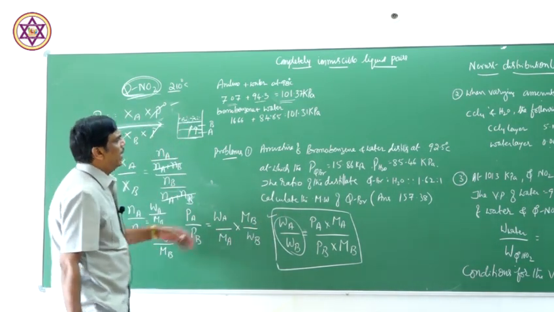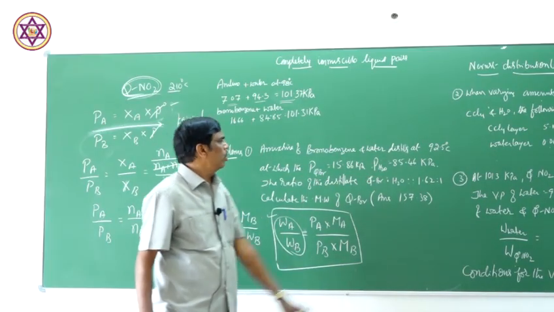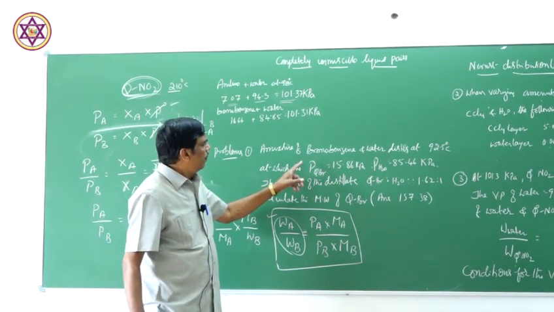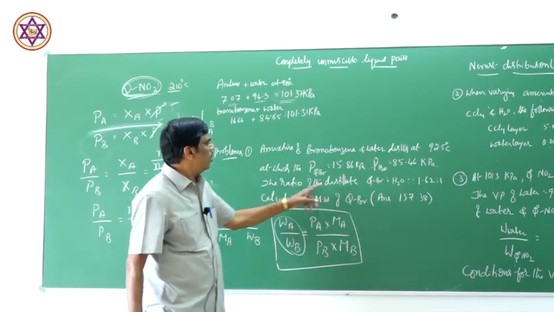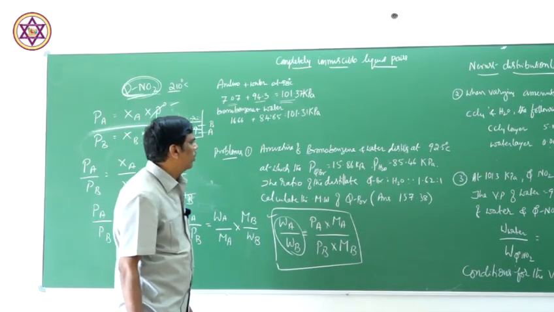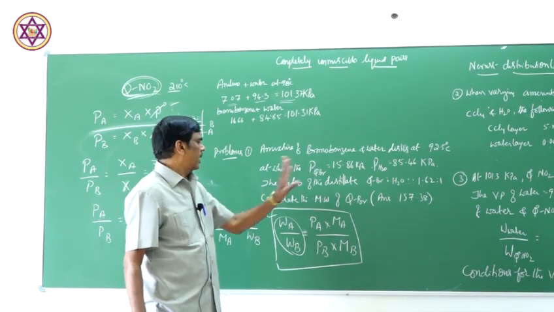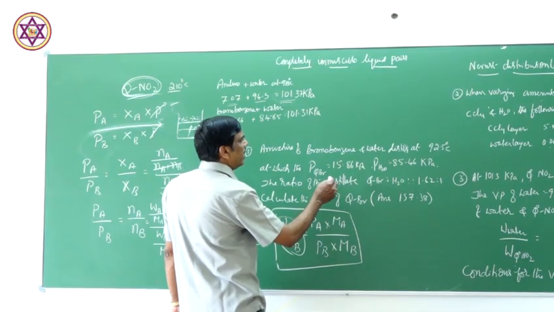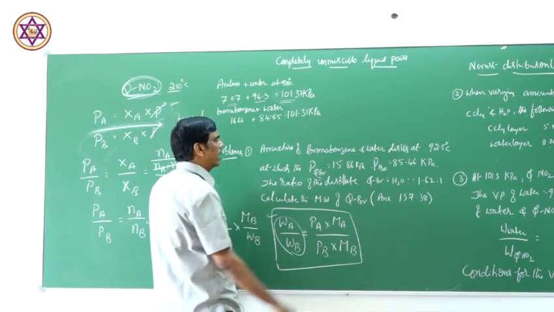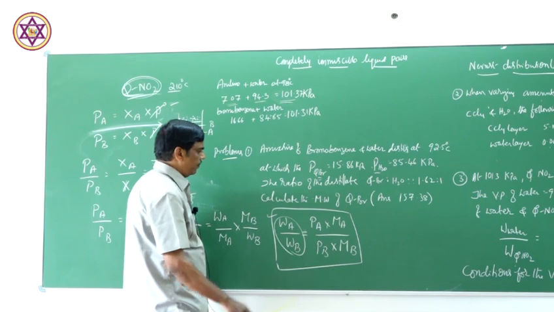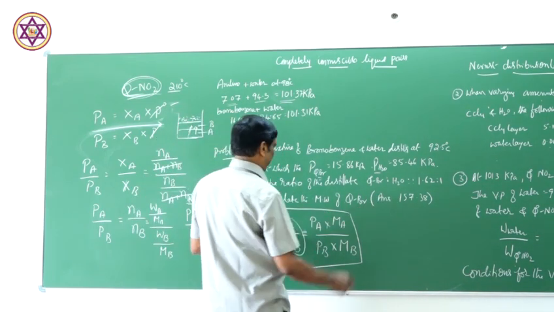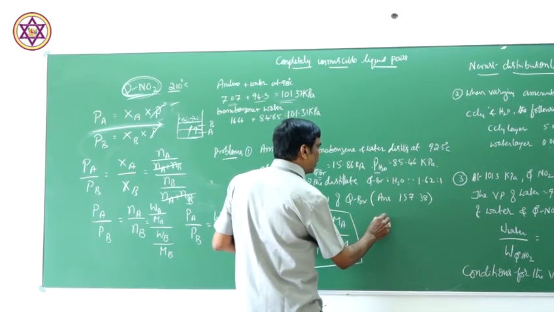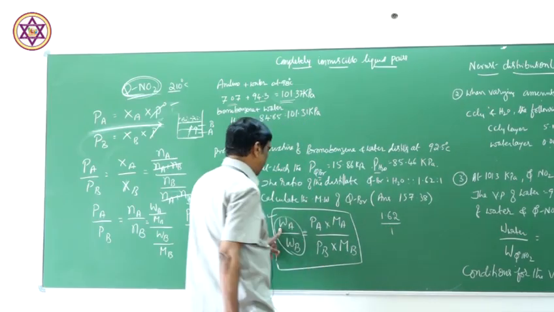So, a problem is given here: a mixture of bromobenzene and water, at 92.5 degrees, at which partial pressure of bromobenzene is this much and water is this much. The ratio of the distillate is 1.62:1, calculate the molecular weight. So, here let us say A is bromobenzene and B is water. Here the ratio is given. Bromobenzene 1.62 divided by 1.